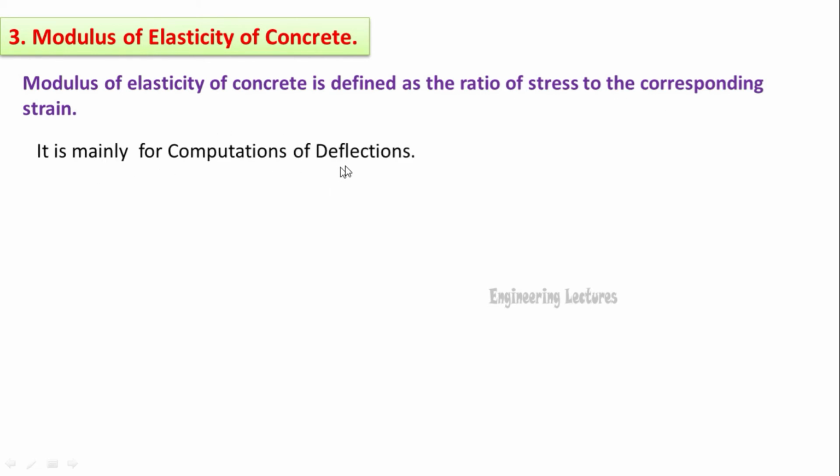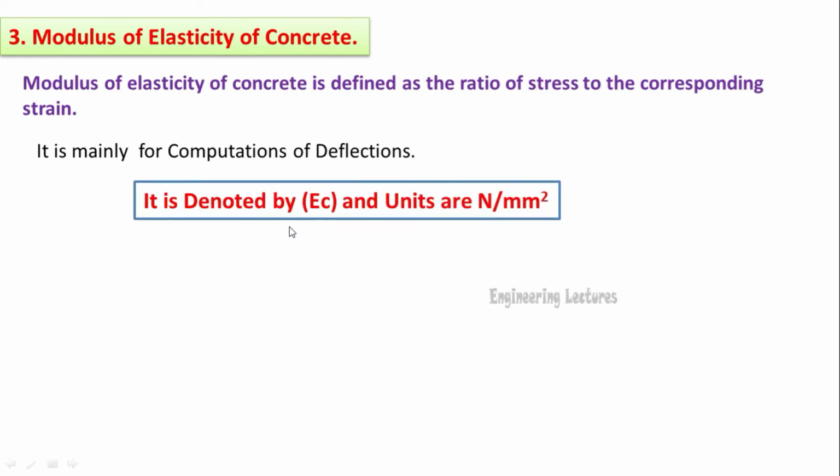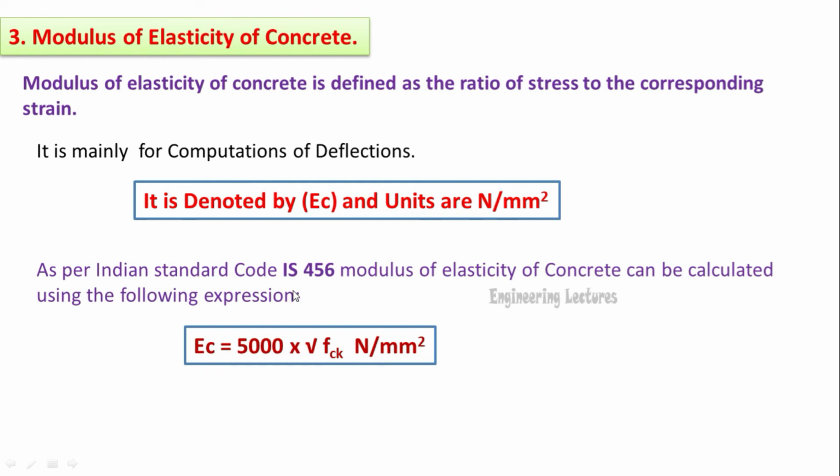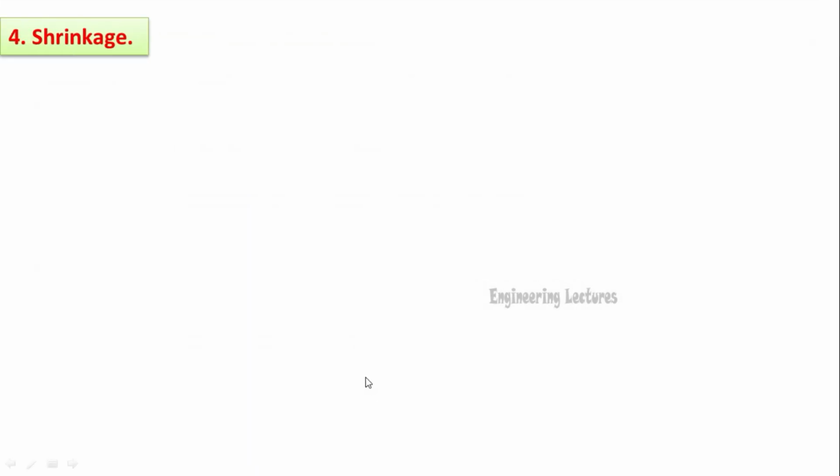It is mainly for computation of deflections. It is denoted by EC and units are Newton per mm square. As per Indian standard IS 456, modulus of elasticity of concrete can be calculated using the following expression. So modulus of elasticity of concrete can be calculated by using this formula. EC is equal to 5000 root over FCK Newton per mm square. So this is the formula used to find out the modulus of elasticity of concrete.